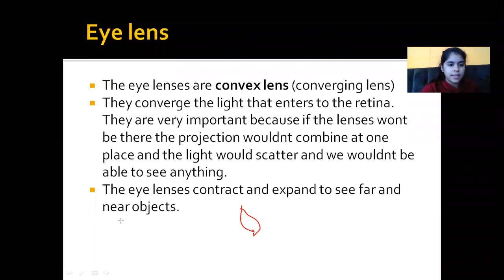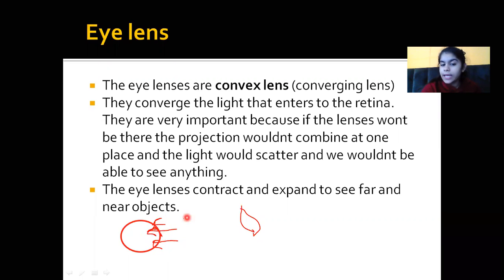Okay, so let's say that if this is your lens, it's thicker like so. If I'm just drawing like this, and many light rays are coming like this. Now see what happens: in the eye, the eye lens, light rays enter inside. When they enter here, they all converge. They all converge like so.